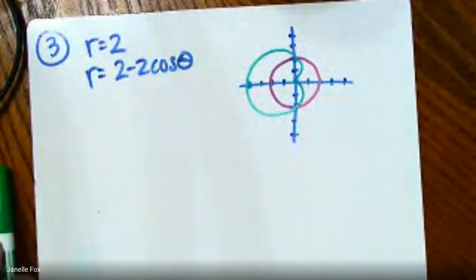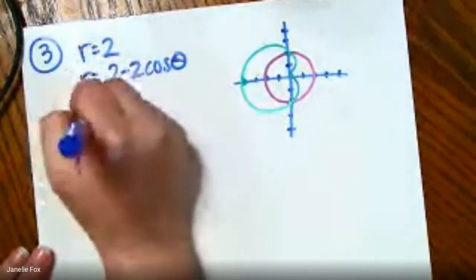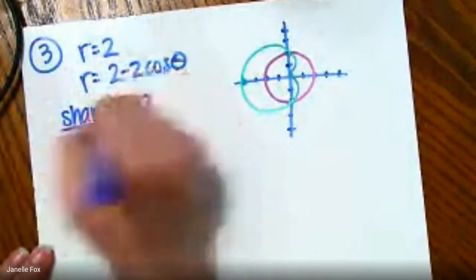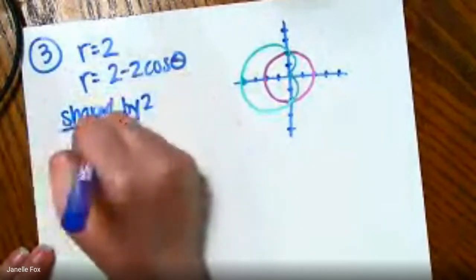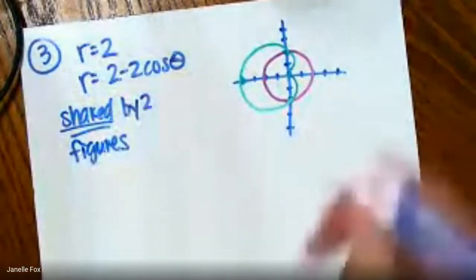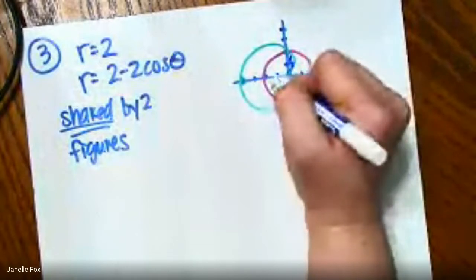Now, what they actually wanted on this question, it says, what is being shared. Ooh, shared by the 2 figures. Okay, and so if we want what's being shared by them, this is so interesting. It's actually this part right here, and then this part right here.